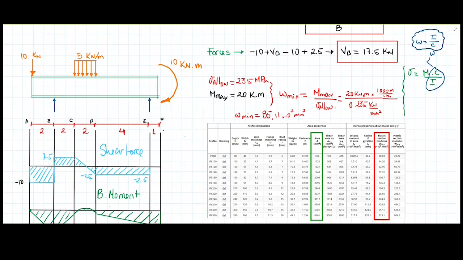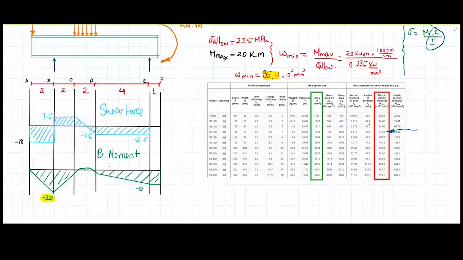Now, if I focus on this part here, I need to come down and shop for that part, meaning which is the section that has close to this one or larger. Unfortunately, this one here is not large enough. And this in here is larger than this one. Then unfortunately, I would have to choose this section here, which corresponds to the IPE 160.